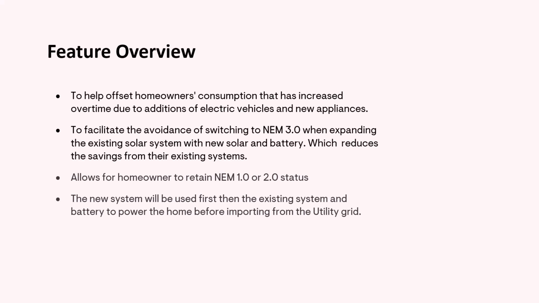Utilities allow homeowners to retain their NEM 2 status by abiding by a regulation that the new system cannot export back to the grid and contribute to the credits. This will make sure that the new system will not be able to generate additional credits, but will allow the utility bills to be offset.